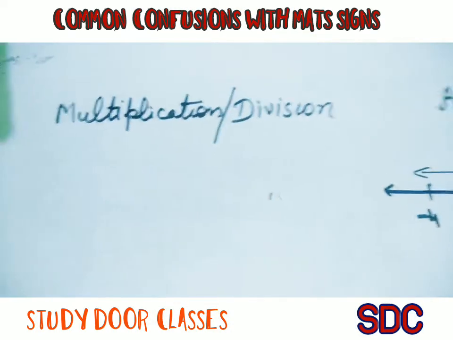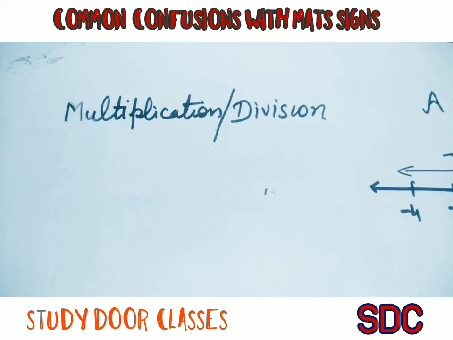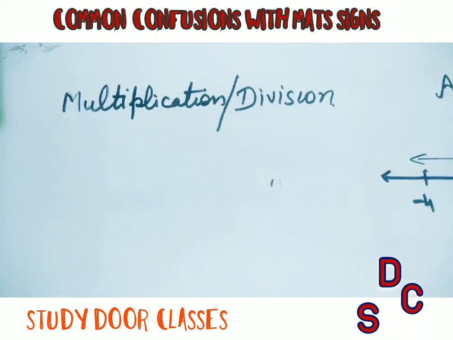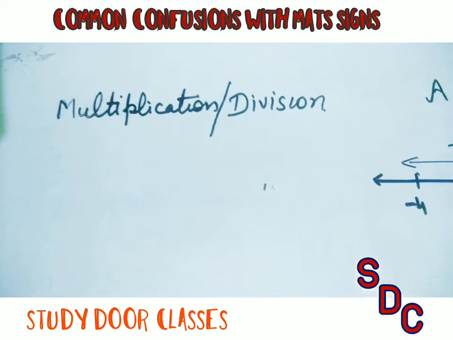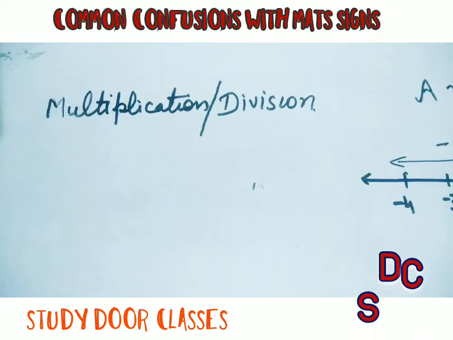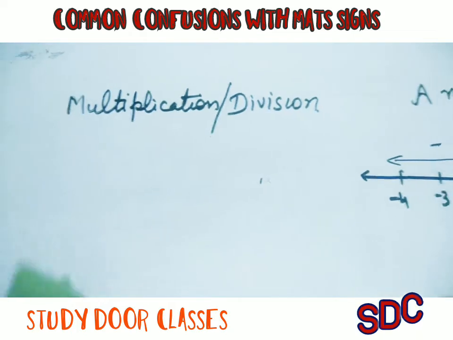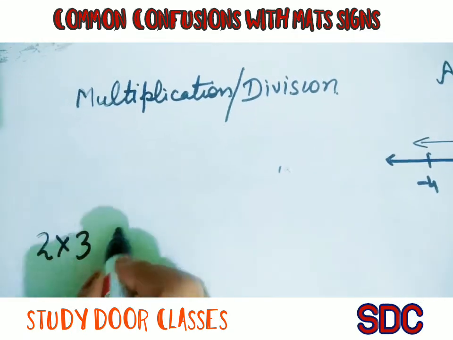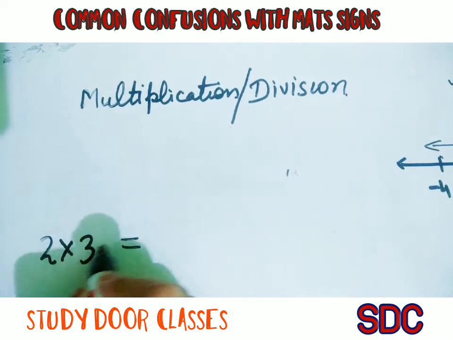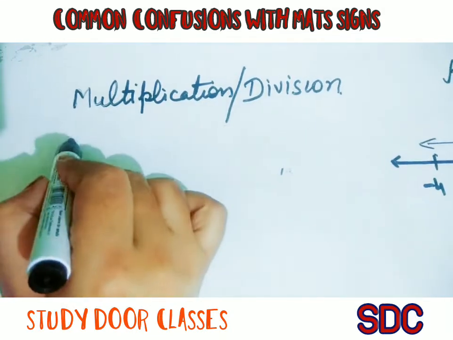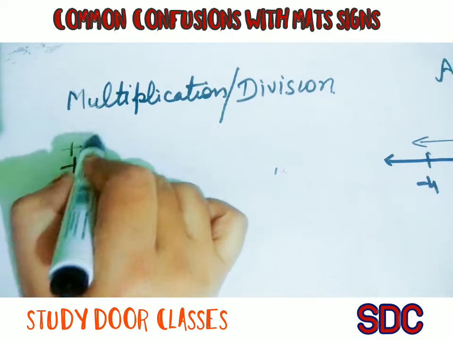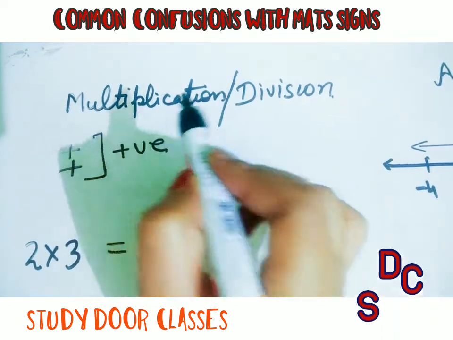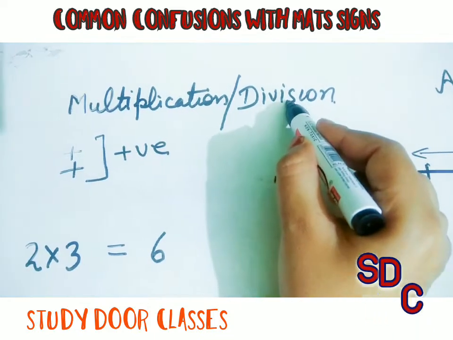Now it's turn to multiplication and division. In addition and subtraction, when the signs are the same we add, and when they are different we subtract. Now what will we do in multiplication? Just take an example: 2 multiplied by 3, both are positive, so the answer will be 6. It means when both signs are positive, the answer will be positive in multiplication or division.